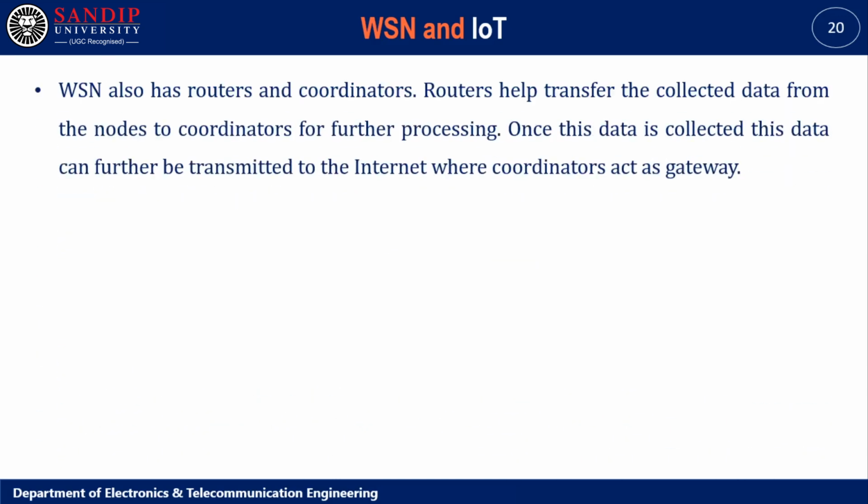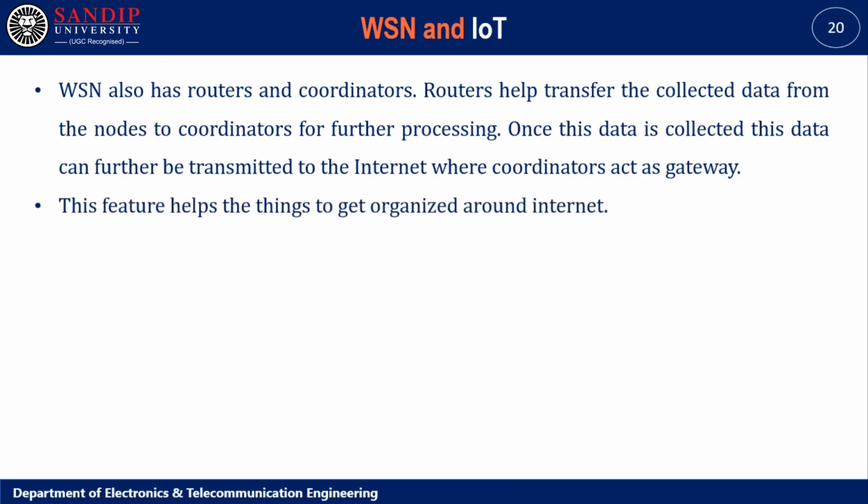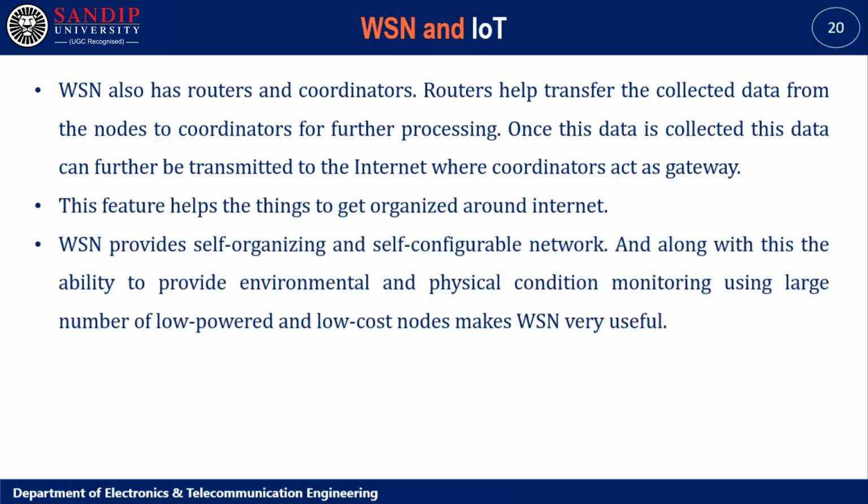WSN also has routers and coordinators. Routers help transfer the collected data from the nodes to coordinators for further processing. Once this data is collected, it can further be transmitted to the internet, where the coordinators act as a gateway. This feature helps things to get organized around the internet.